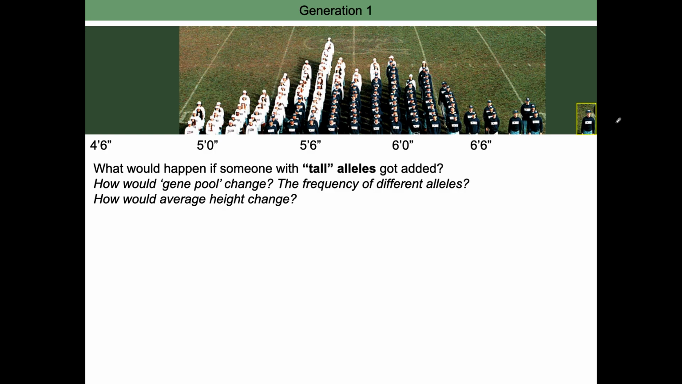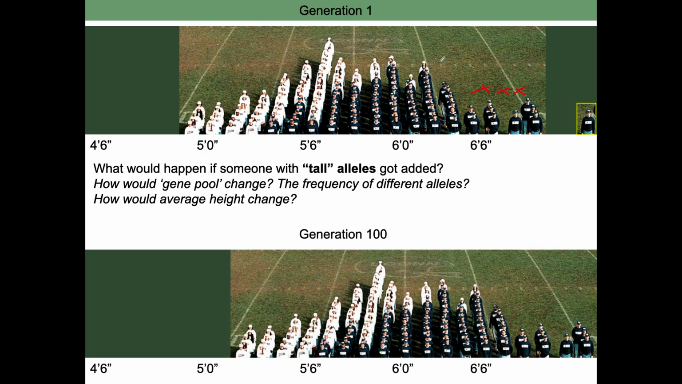How would the average height change if tall individuals got added to this side? Well, it would shift. If this is the first generation, and after 100 generations, if more and more tall individuals were added, the average would shift to the right. In other words, the peak, again, let's say we can draw the male distribution, the peak is now here. Whereas in this case, the peak was here, let's say a little bit below 6 feet.